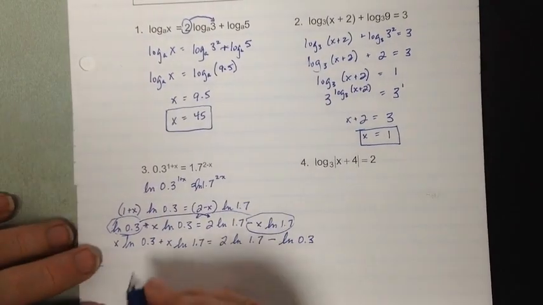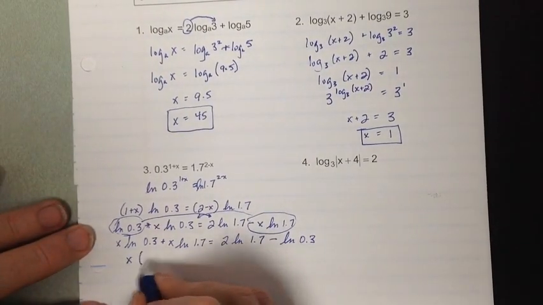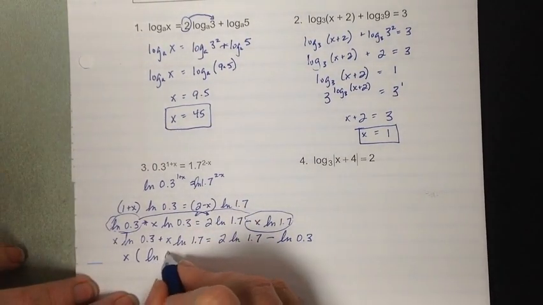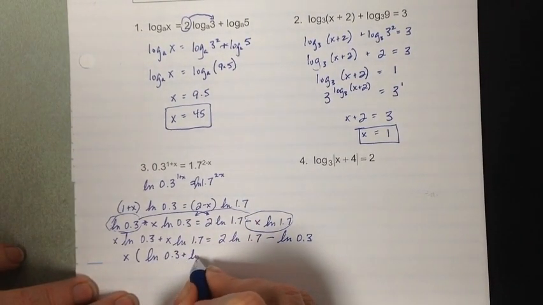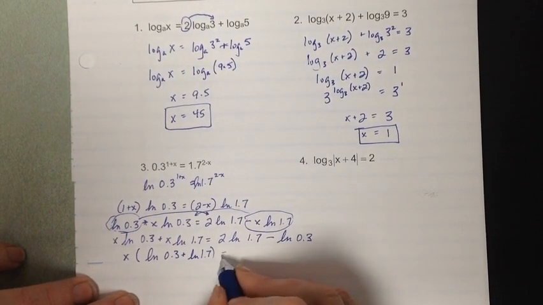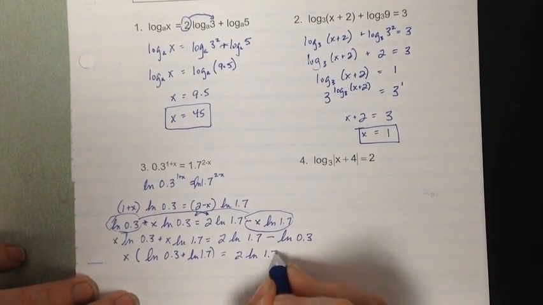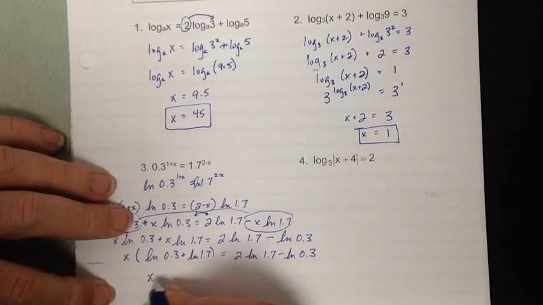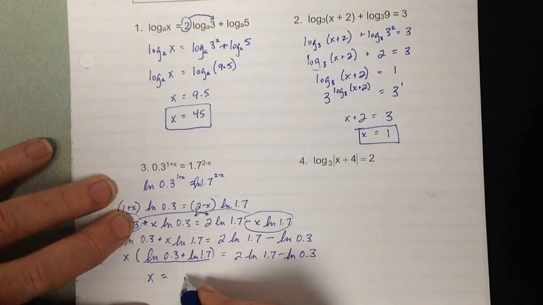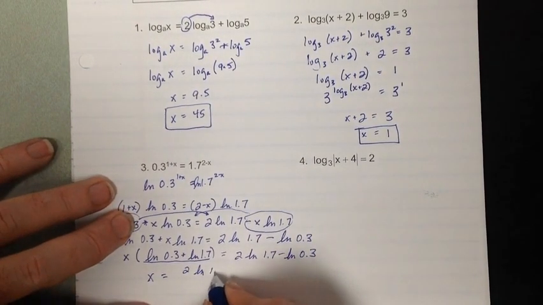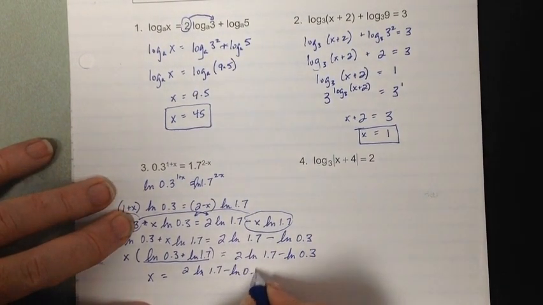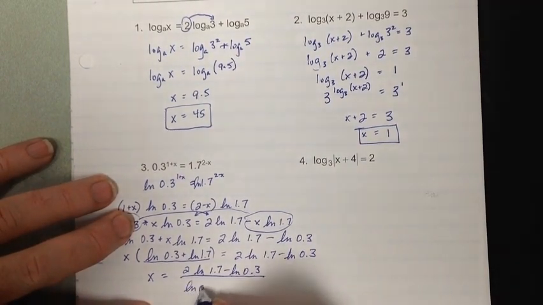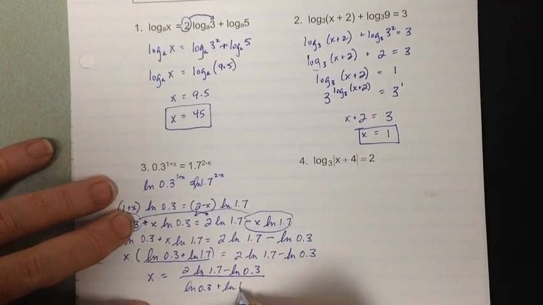We'll factor out an x. x times, can y'all see this okay? I guess so. Natural log 0.3 plus natural log 1.7 equals 2 natural log 1.7 minus natural log 0.3. And finally, I'm going to divide both sides by this whole thing here. And I'm going to get x equals 2 natural log 1.7 minus natural log 0.3 divided by natural log 0.3 plus natural log 1.7.